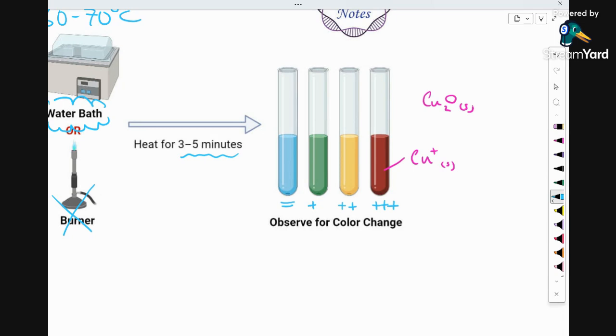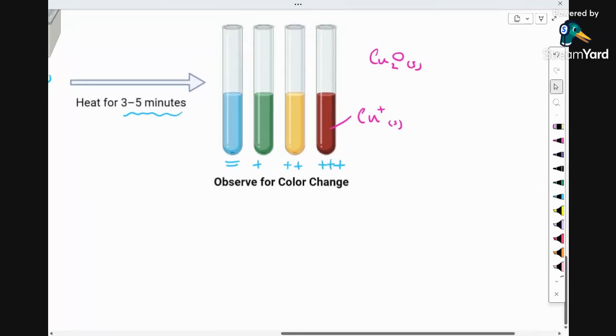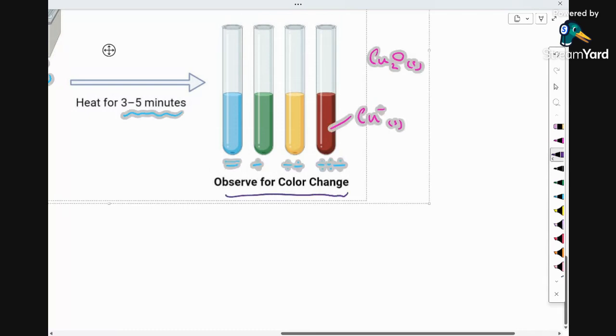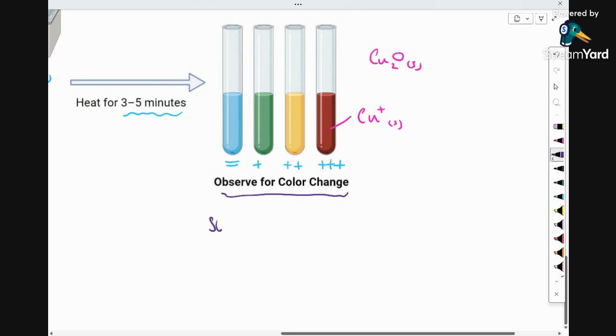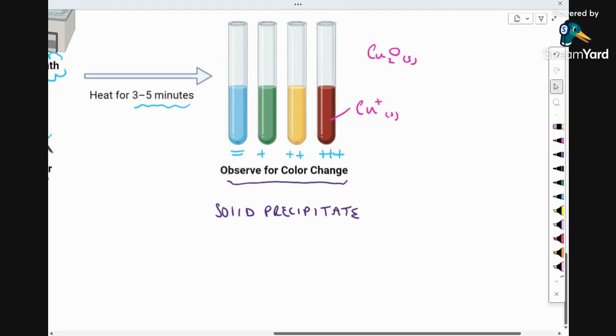The key thing for an exam is to say that the color change occurs because we form a solid precipitate, and you have to name the color. So in an exam, if it's asking you what the positive result is, just say it's a brick red precipitate. Solid brick red is the color.